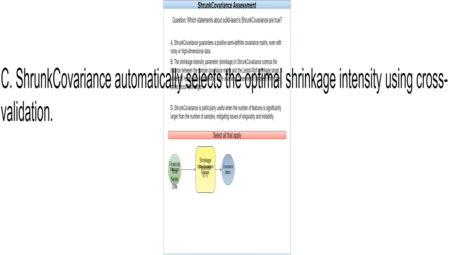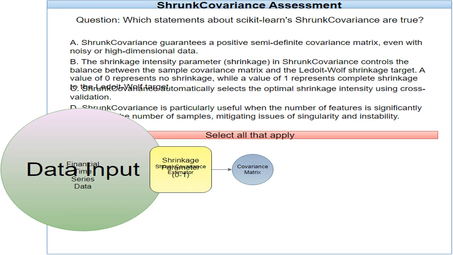Unlike some methods, ShrunkCovariance doesn't do automatic cross-validation for selecting the shrinkage. I need to provide or estimate that parameter myself. This controls how much I shrink the sample covariance towards the Ledoit-Wolf target. 0 is no shrinkage, 1 is full shrinkage.